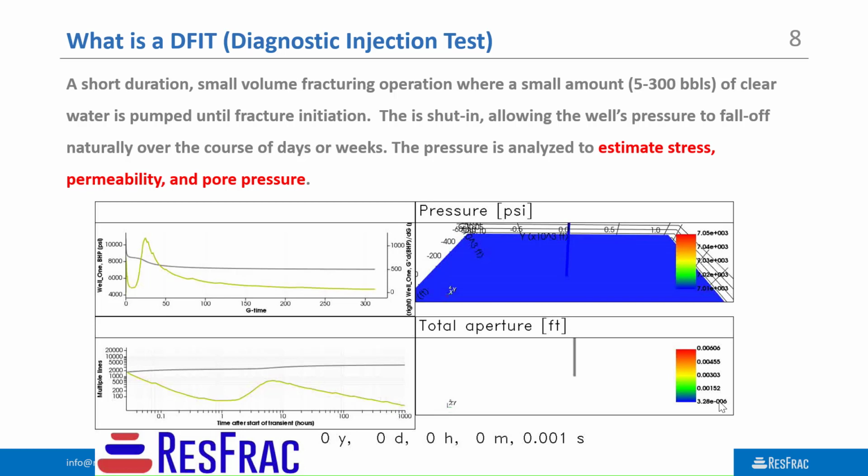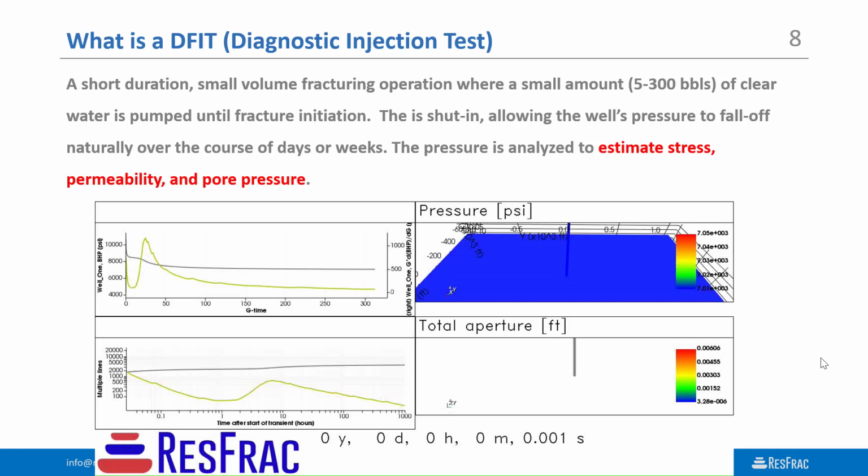So what is a DFIT? It is a form of fracture injection test. So specifically in a DFIT, you are going to be pumping fluid into the subsurface with the objective of creating a hydraulic fracture, and then you're going to shut in the well. You're going to allow that well's pressure to fall off naturally over time, and monitor that pressure and use the trends in the pressure in order to infer the stress, the permeability, and the pore pressure.